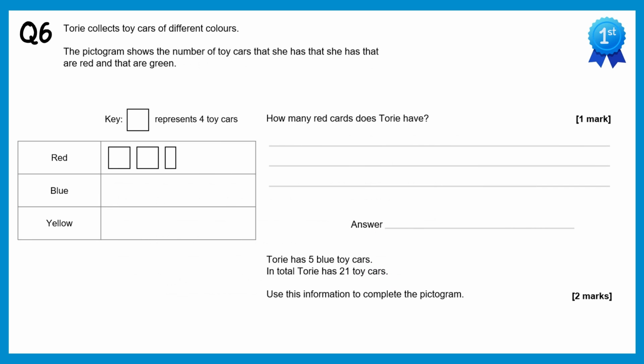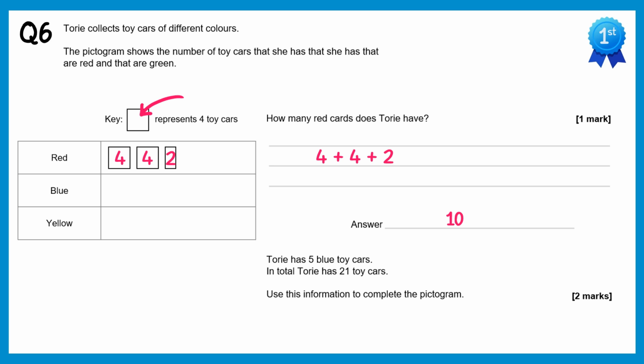In this question we need to work out how many red cars Tori has. Well, if you look at the key in the question, then one of these squares here represents 4 cars. So for red we've got one square, which is 4 cars, another square, that's 4 cars, and then half a square, so that's 2 cars. So 4 add 4 add 2 makes 10 red cars.